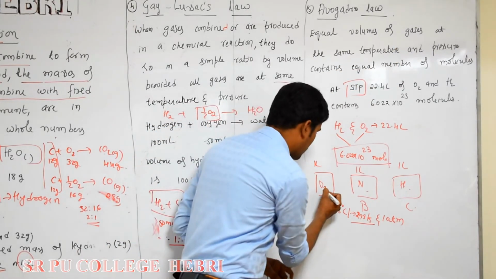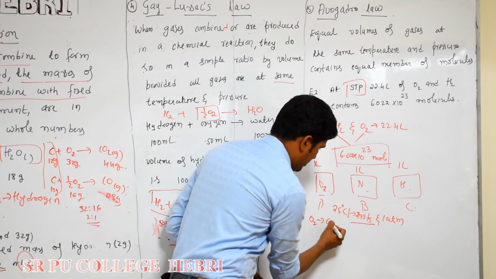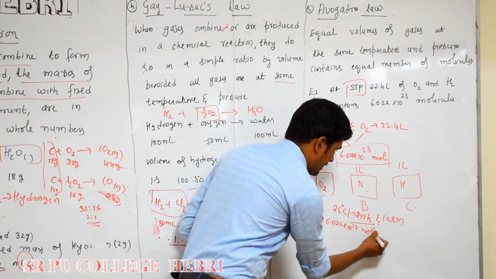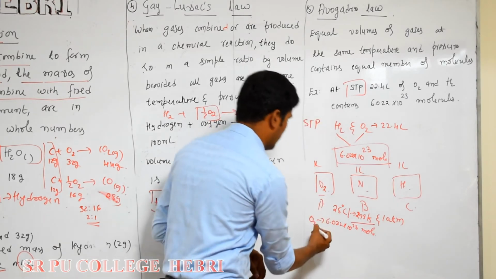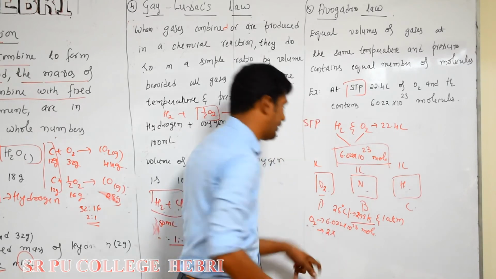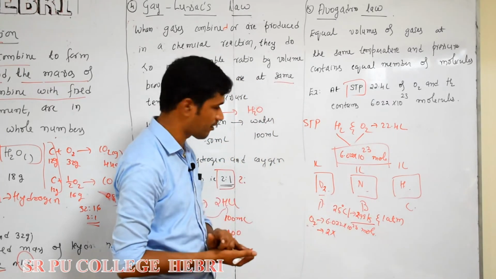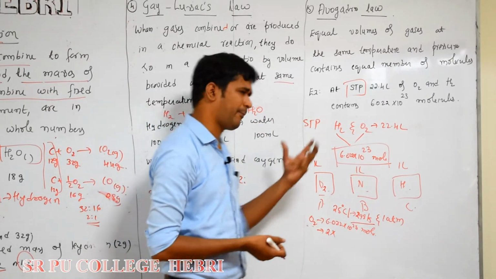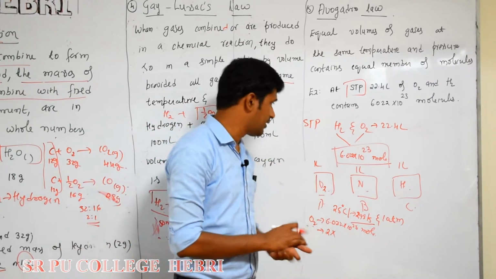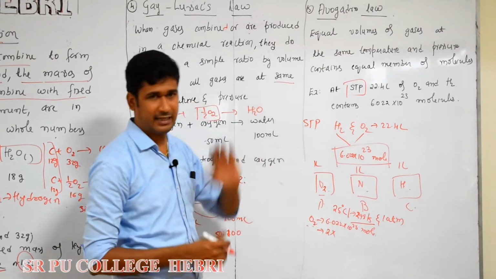Okay, here O2 has 6.022 into 10 to the power of 23 molecules. How many atoms does it have? One molecule has 2 atoms. So total number of atoms is equal to 2 into 6.022 into 10 to the power of 23. There are polyatomic molecules also present. Regarding those, we are going to discuss in our next video.